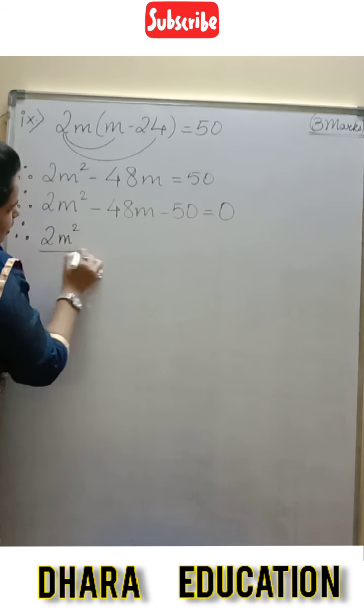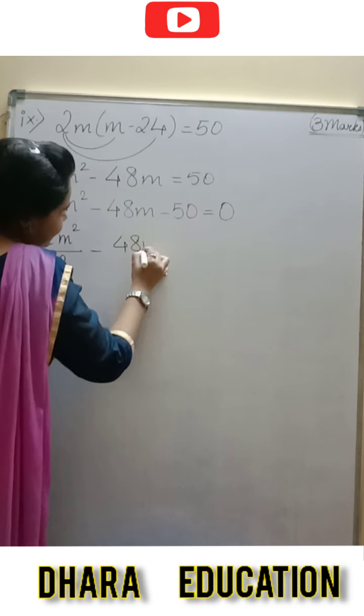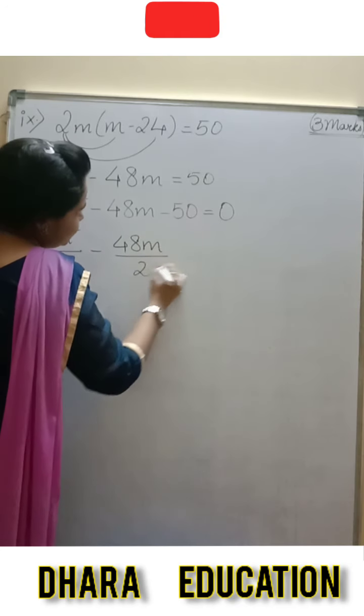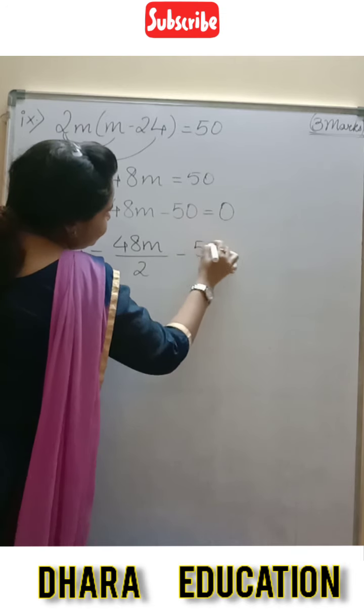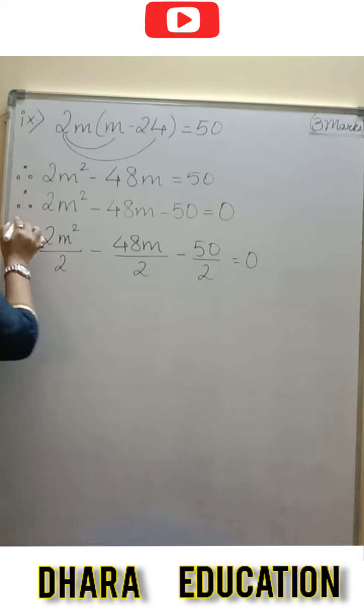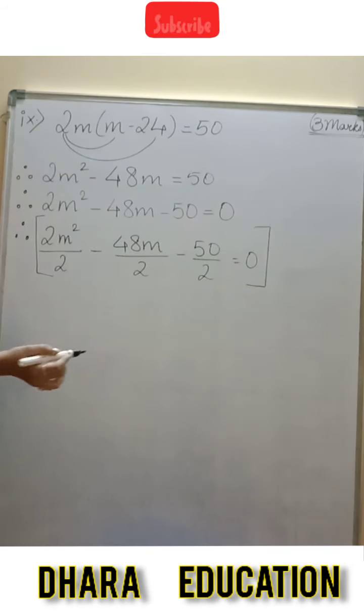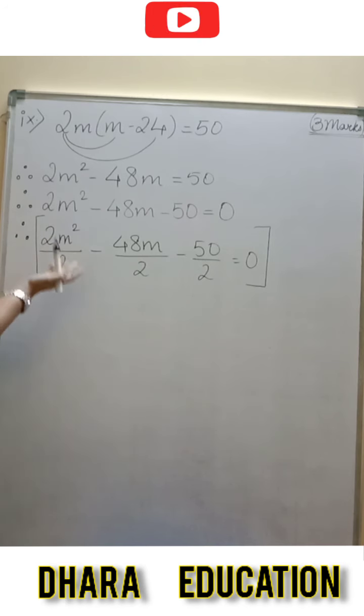2m square upon 2 minus 48m upon 2 minus 50 upon 2 is equal to 0. This particular step you can show or not show, it depends. So it is advisable to all my students not to show this particular step. It is just for your better understanding. I have bifurcated the steps.